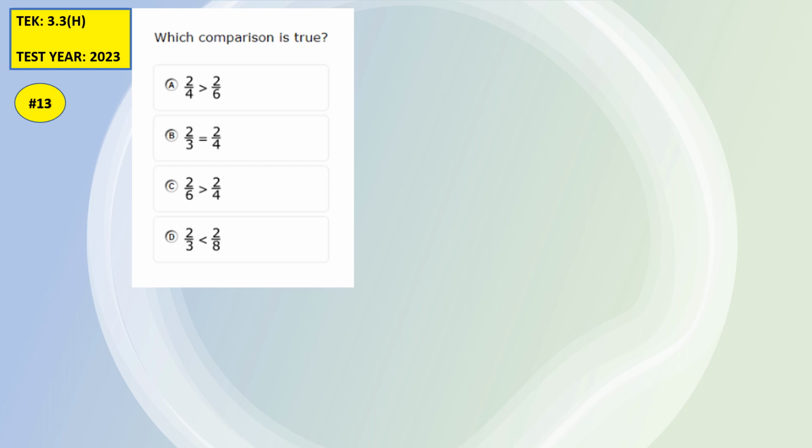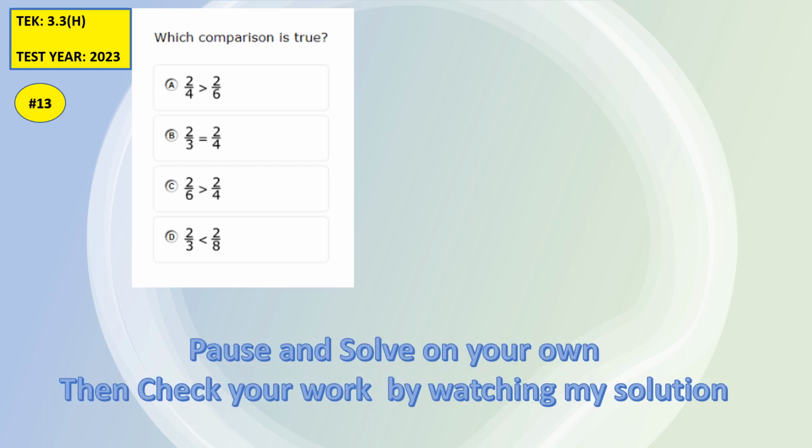Let's take a look at number 13. Number 13 says, which comparison is true? Answer choice A says 2/4 is greater than 2/6. Answer choice B says 2/3 is equal to 2/4. Answer choice C says 2/6 is greater than 2/4. And answer choice D says 2/3 is less than 2/8. Go ahead and pause and solve on your own, then check your work by watching my solution.